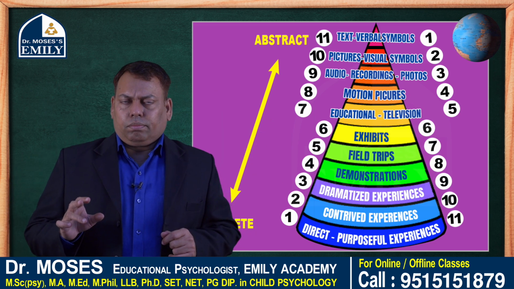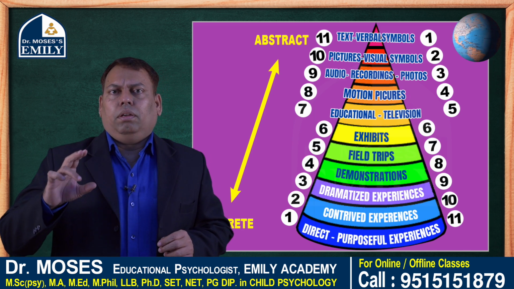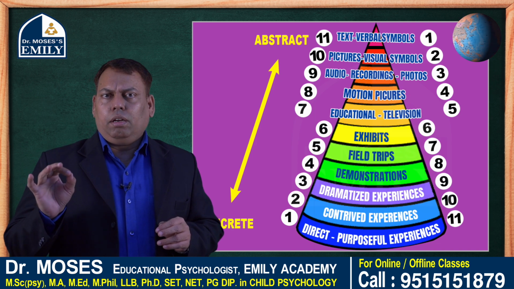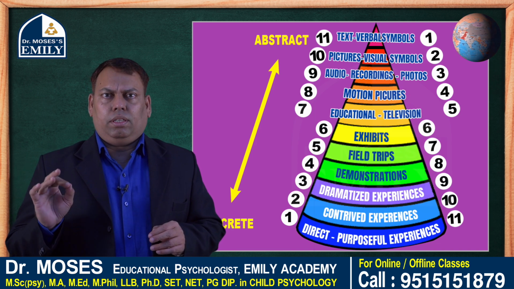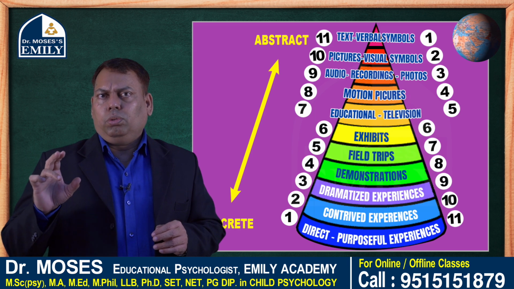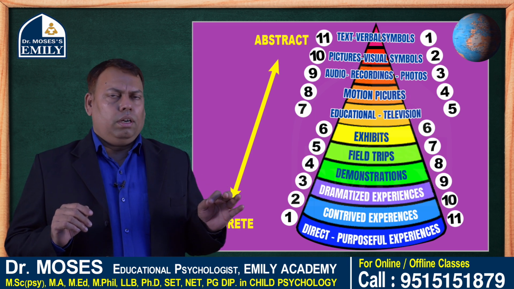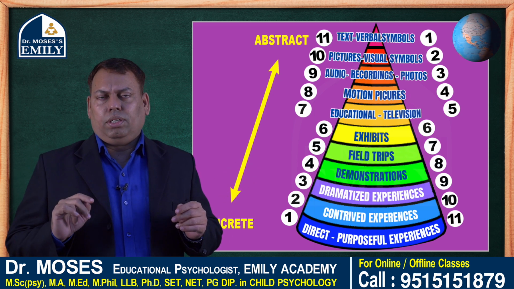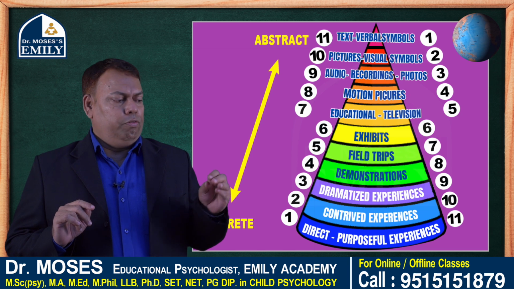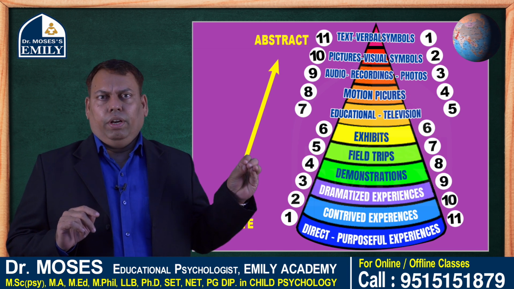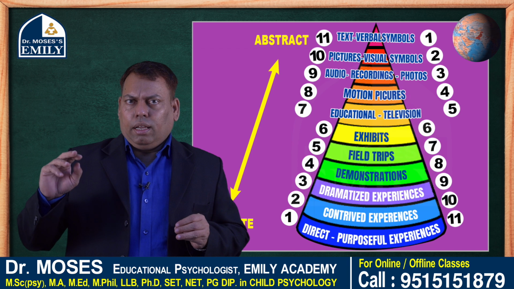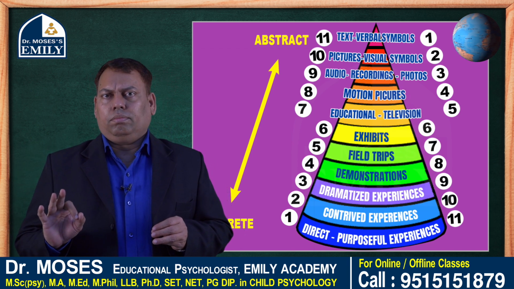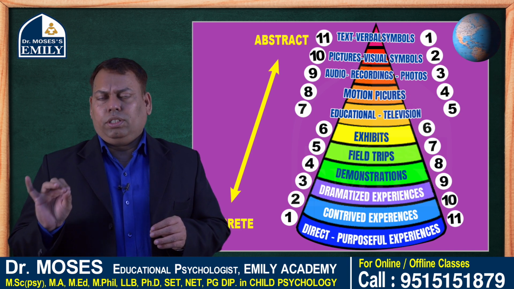So remember, all these experiences in pairwise. From bottom to top, direct and purposeful experiences and contrived experiences. Remember these two experiences together. Next one, dramatization and demonstration. Followed by field trips and exhibits. And remember three experiences together: educational television, motion pictures, still pictures.